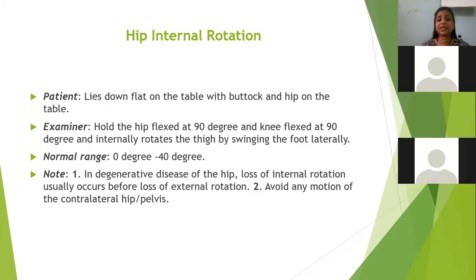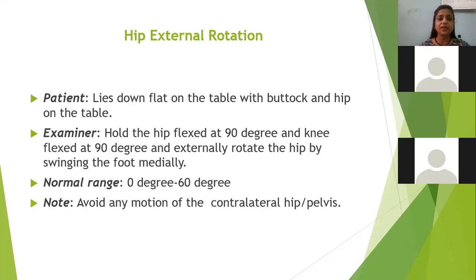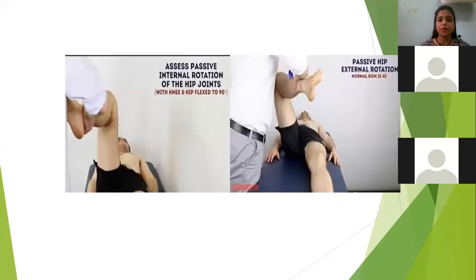Note this point: in degenerative diseases of the hip, the loss of internal rotation usually occurs before the loss of external rotation. So the internal rotation range is lost first as compared to external rotation if there is any degenerative disease of the hip. While doing this test, avoid any motion of the contralateral hip or pelvis. External rotation: in this you have to externally rotate the hip by swinging the foot medially. So the normal range will be 0 to 60 degrees. In this case too, keep in mind that the contralateral hip or pelvis should not move. This way, passive internal rotation and passive external rotation.